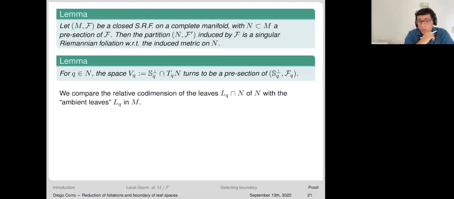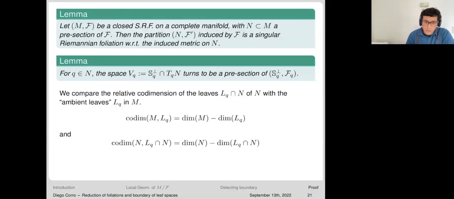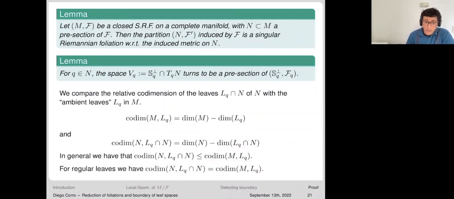And now we compare the relative codimension of the leaves of F prime in N with the relative codimension of the leaves of F in M. I look at the codimension of a leaf in M, and I look at the codimension of a leaf of F prime in N, which by definition is just this, and I compare these two quantities. In general, we have that the codimension of the leaf of F prime in N is less than or equal to the codimension of the leaf in M. And actually, over the regular leaves of the foliation F, we have an equality.